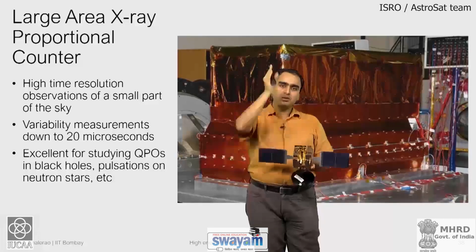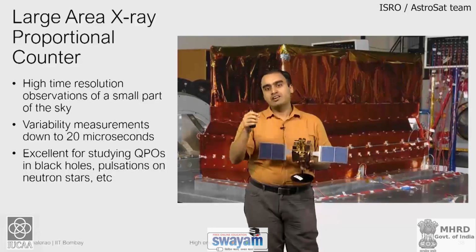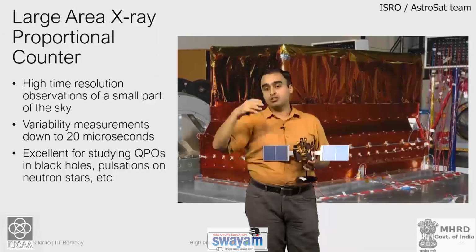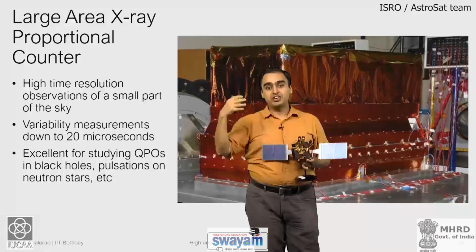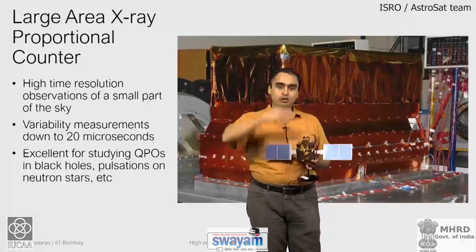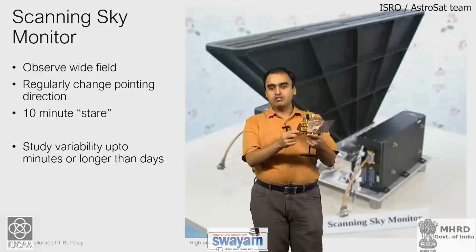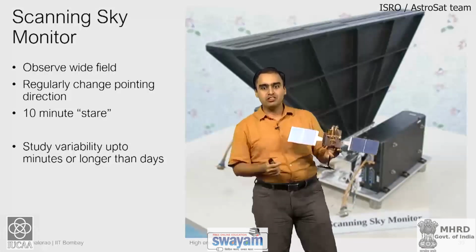But the problem is LAXPC can see only one small part of the sky. What if there is a transient which explodes somewhere else, or what if there is an X-ray binary in some other part of the sky whose brightness changed while you are concentrating on one source? So, to solve that problem, we have this unit on the side which is called a scanning sky monitor.